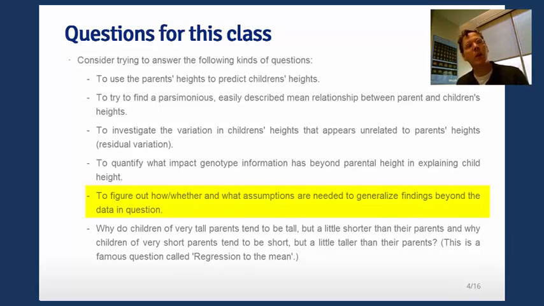And then here's a fun question that Galton answered, called regression to the mean or regression to mediocrity. The basic question is, why do children of very tall parents tend to be tall but a little bit shorter than their parents? And why do the children of very short parents tend to be short but a little bit taller than their parents? This is the famous idea of so-called regression to the mean.